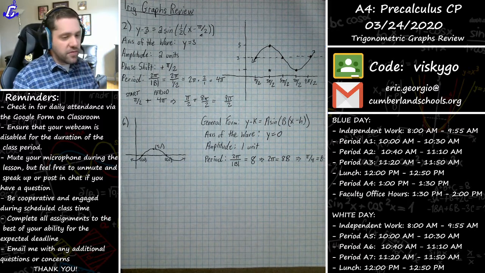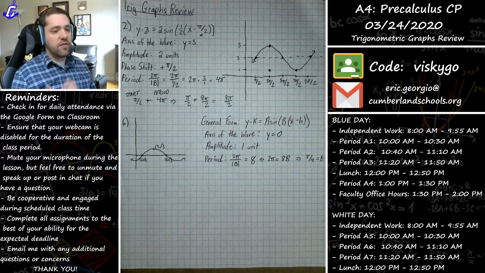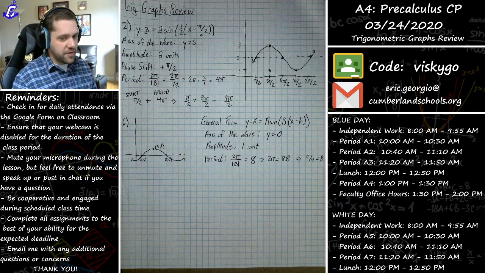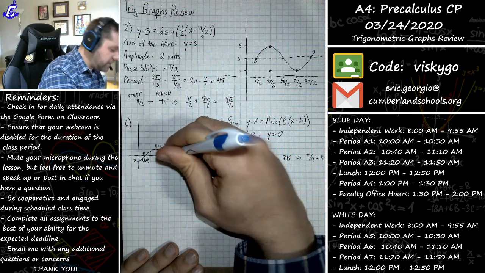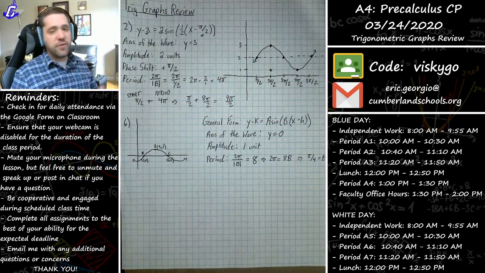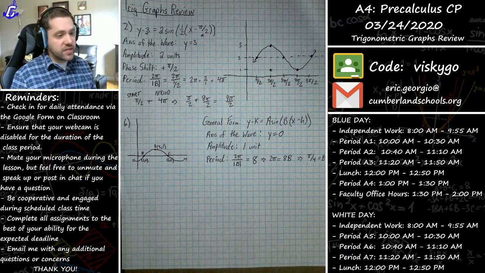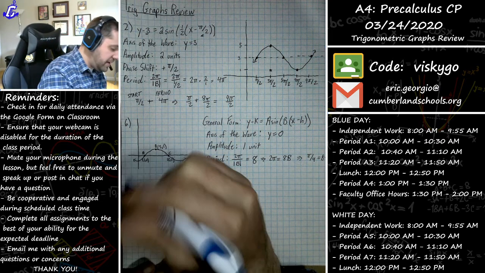So that information is all true regardless of where we're starting on this curve. Now, if I call this point A, this point B, and this point C, we can actually come up with different equations for the different starting points of this graph, depending on what we're doing.